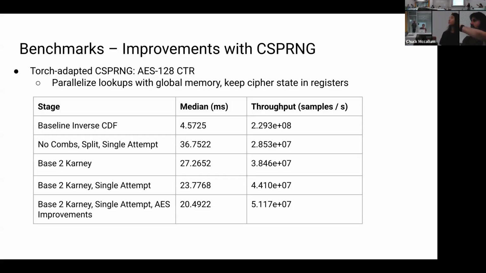And what's the delta with or without AES for like base 2 Carney? It's 27 on this here. This is with the... No, on this one they're all with AES, but what's the delta with or without AES? Oh, I didn't include that in this presentation, but I think it was around like half the runtime for this version of the AES. But I can share those benchmarks with you later.